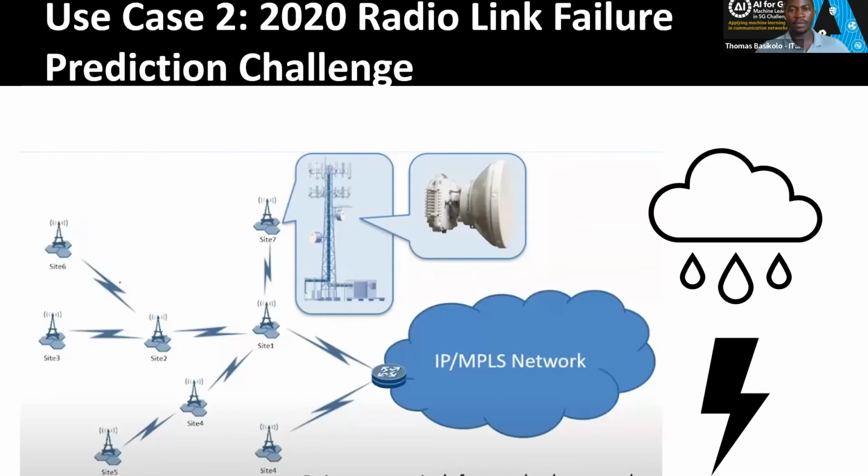So by using weather information from the past and the predictions of the future, you should be able to predict whether this radio link is going to fail or not. So it was also an interesting problem statement that we provided in this challenge.